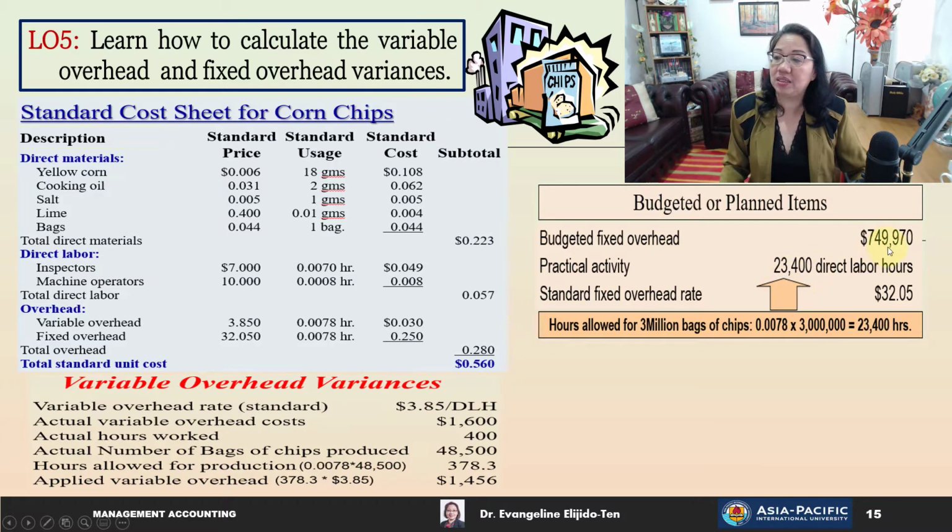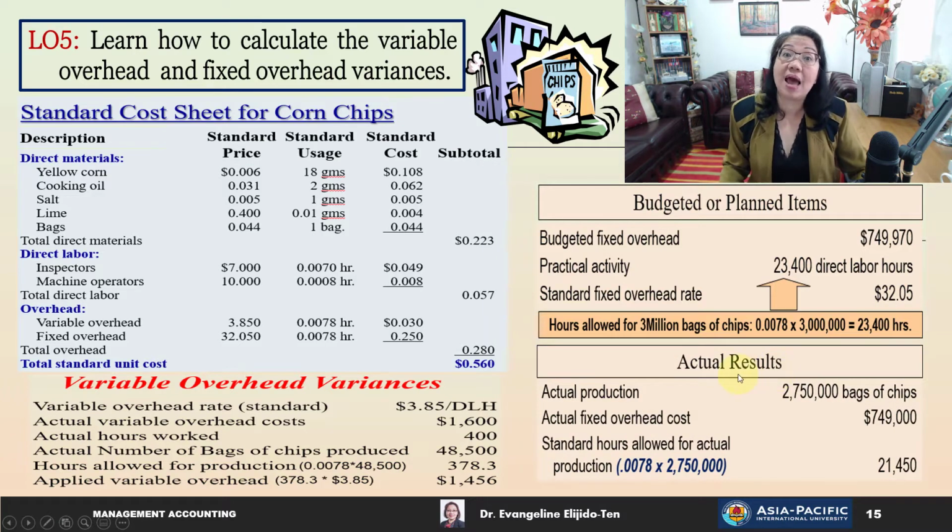And so that is the practical activity at which the company calculated the standard fixed overhead rate. So if you divide 749,970 by 23,400, that is how they got the standard fixed overhead rate of $32.05. Now, they also provide us the actual results.